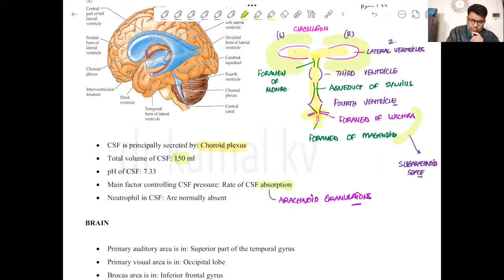Total volume is around 150 and the pH is 7.33. In a normal sample of CSF, neutrophils are never seen. We can see lymphocytes. Few lymphocytes can be seen, but never neutrophils. Clear? And if you see neutrophils, I think most of you can answer. This is pyogenic or bacterial meningitis. Fine.